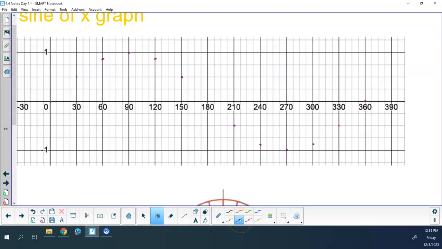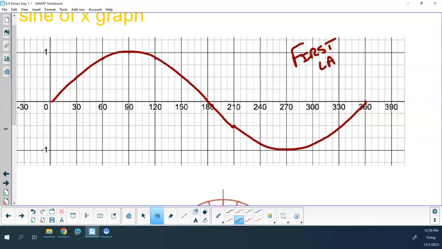So if you draw yourself a nice smooth curve, you get that. Yes. We call this the first lap wave. And when we graph stuff, we're always going to graph the complete first lap wave. Okay? Because that's what it takes to get back to the start.